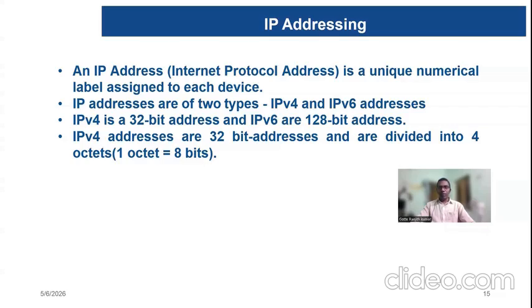IP address is not a permanent address. Whenever it is connected to the network, depending on the network to which it is connected, an IP address will be allocated. And IP addresses will be allocated statically by the administrator or dynamically by the DHCP server. And there are two types of IP addresses, IPv4 and IPv6.